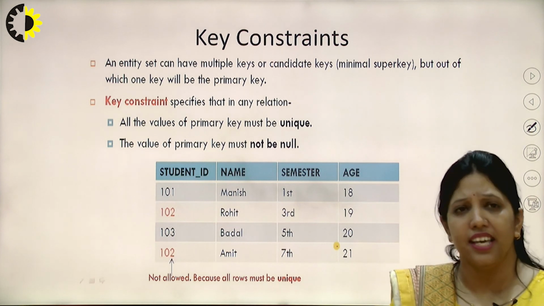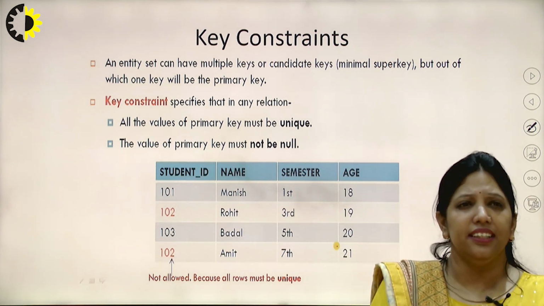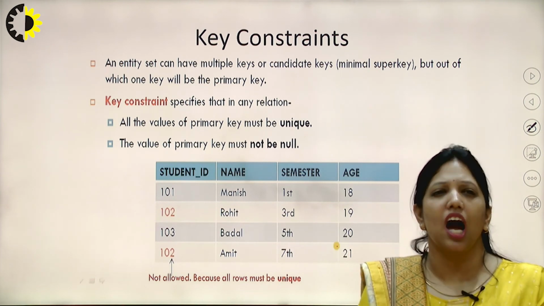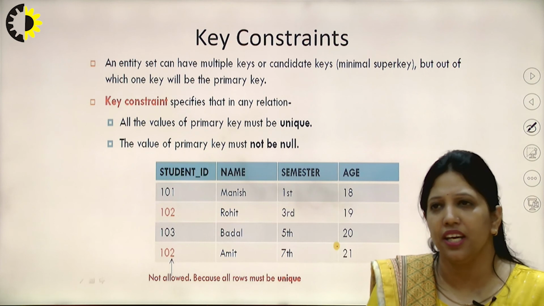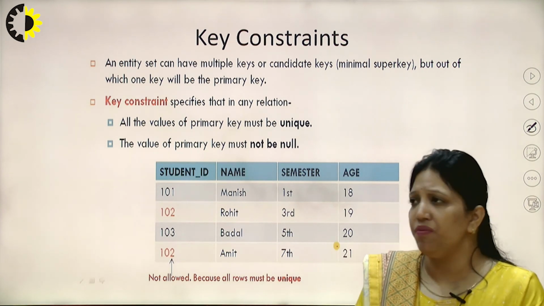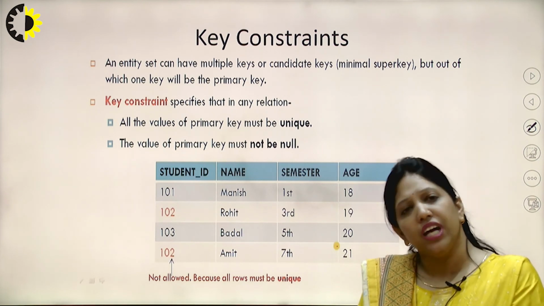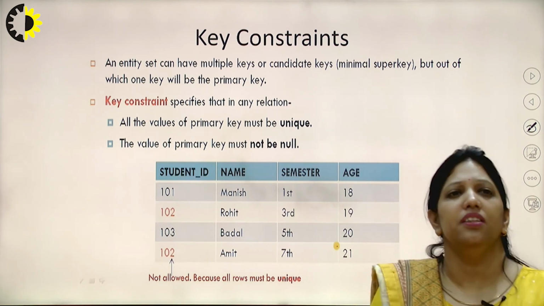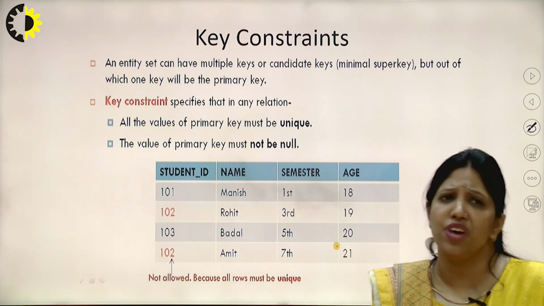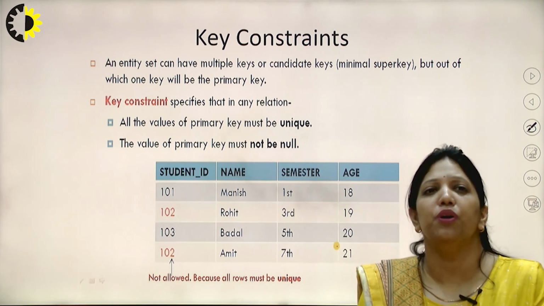Then the last is the key constraint that we apply on any relation. Any entity set can have multiple keys or candidate keys, but out of these, one key will be the primary key that uniquely identifies our database. We can say that in a table, it is possible that we have a number of keys, but we use only one as the primary key that uniquely identifies our database. It's not necessary that the primary key has only one attribute. Maybe it is a composite key that contains a number of attributes.